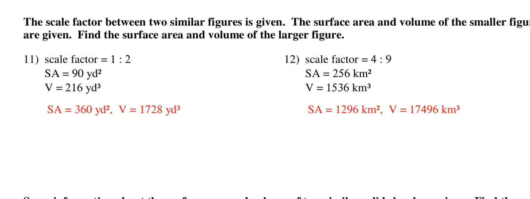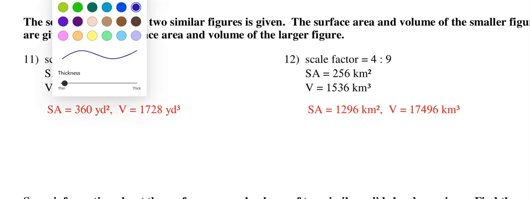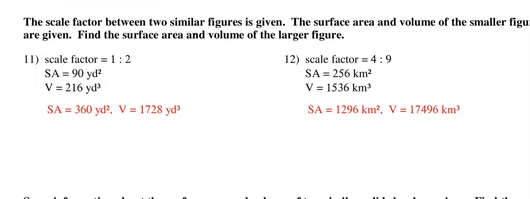Okay? 12, it gives you scale factor 4 to 9 and surface area 256 and the volume 1536. Okay, I read it in a funny way. I hope you read it correctly. Red one is the keys, but don't worry about keys. Let us write down all the steps. So here's a space. I'm going to write down scale factor 4 to 9.